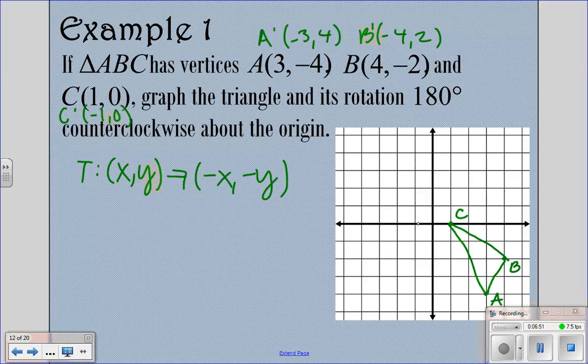So if we graph A, we have A prime here. And then for B prime, and then for C prime. And so there would be your figure. And if you want to look at your paper, just turn it 180 degrees and your figure still should line up. Okay? So that's how you do a rotation.